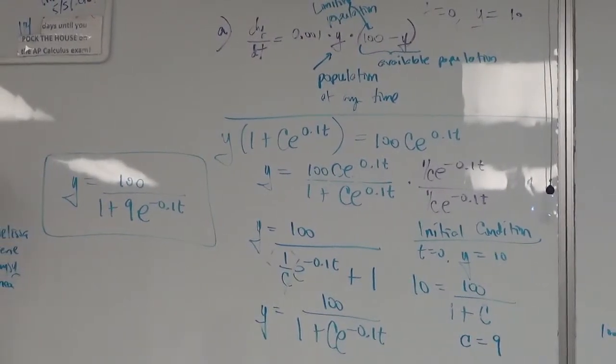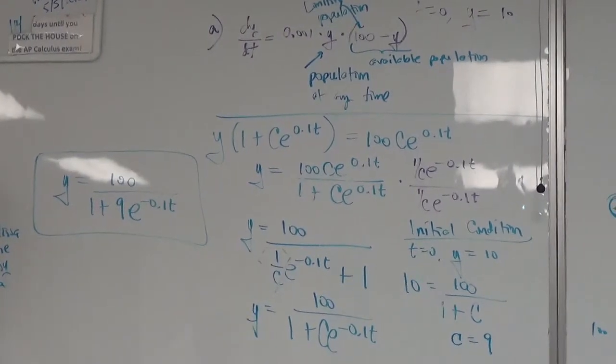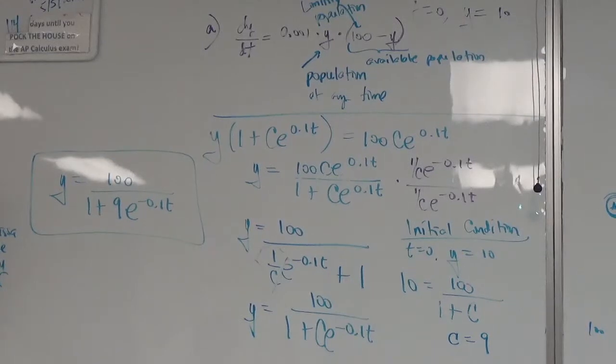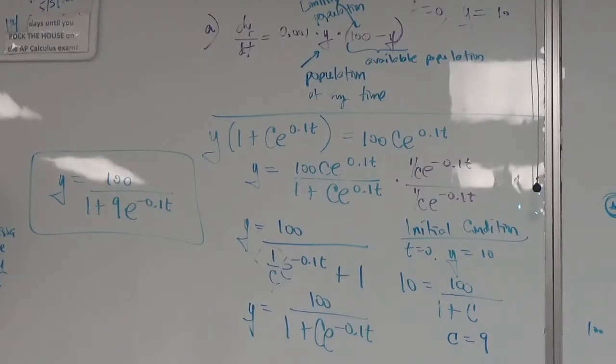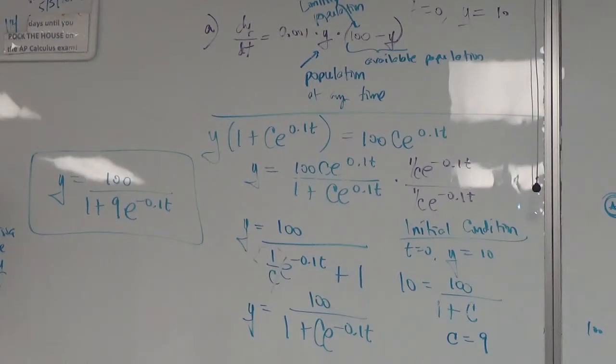So let's see if it actually works. The things that we know, if this is logistic growth, I have an initial condition. The initial condition says if t is equal to 0, how many grizzly bears? 10. Does that work? Let t equal 0. E to the 0 is 1. 9 times 1 is 9. Plus 1 is 10. 100 divided by 10 is 10.